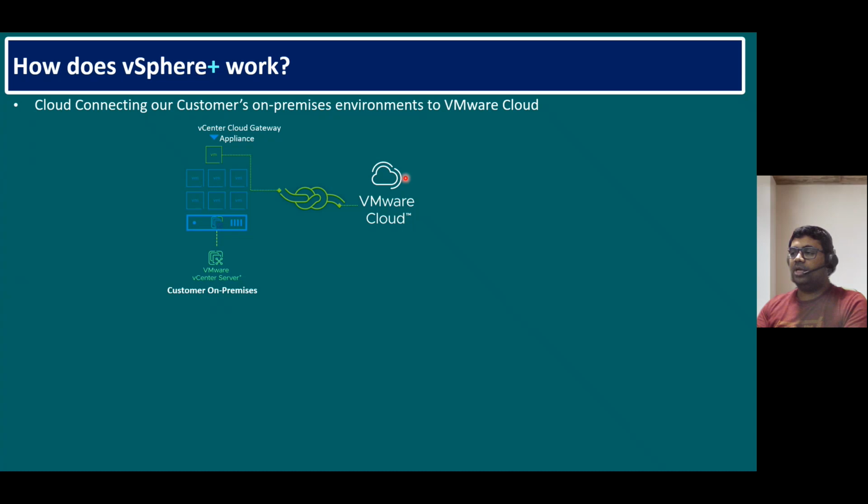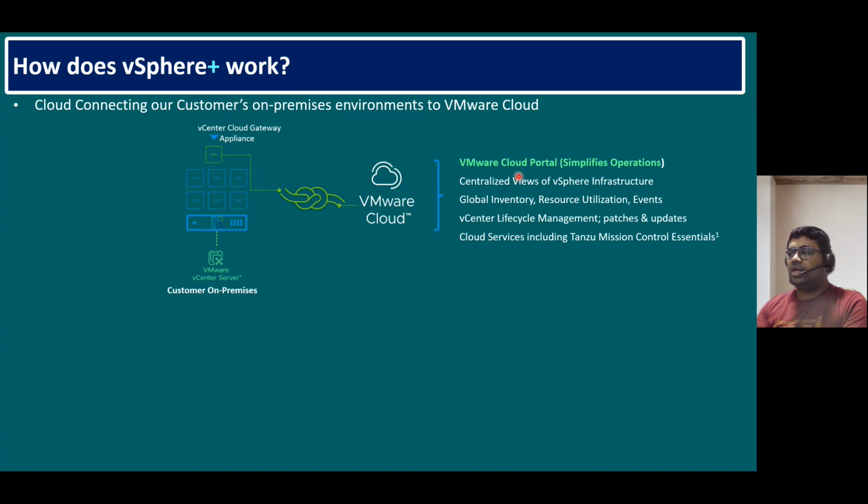The destination port 443 must be opened between the Cloud Gateway appliance and VMware Cloud. And then the main benefit we receive is that the VMware Cloud Portal simplifies our day-to-day operations. That means centralized views of vSphere infrastructure, global inventory, resource utilization, and events we can monitor, plus vCenter lifecycle management. That means patches and updates we can perform remotely across the globe for all your vCenters and cloud services, including Tanzu Mission Control Essentials. This is also important.